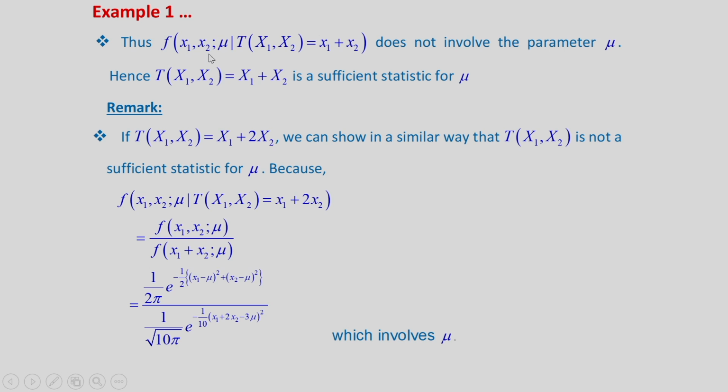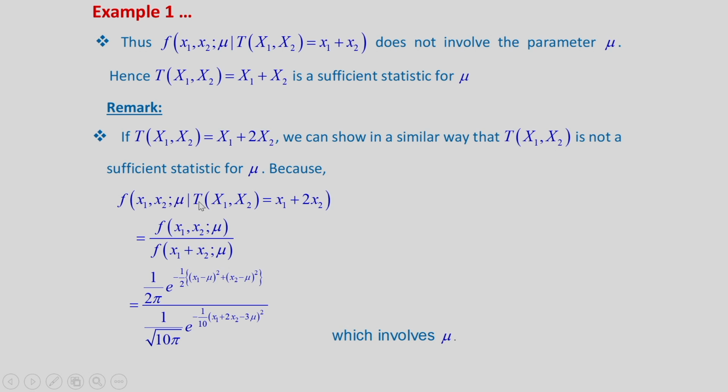So, we see that this conditional PDF does not involve any parameter mu, hence T(x1, x2) is equal to x1 plus x2 is a sufficient statistic for mu. We will see one example for a statistic which is not sufficient. Suppose we have T(x1, x2) is equal to x1 plus 2 x2. Earlier we considered x1 plus x2, now x1 plus 2 x2.